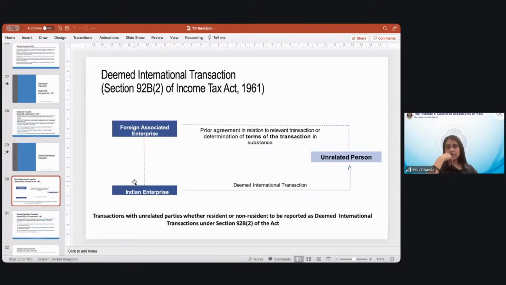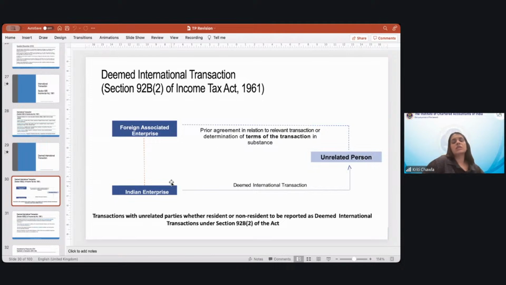International transaction is there. So what they actually decide now, to circumvent transfer pricing provisions, is that let's have an unrelated enterprise or an unrelated person built in right here. What will be the benefit? Well, now the Indian enterprise will transact with the unrelated person, and the terms and conditions on which the Indian enterprise and the unrelated person transact will be determined by the foreign associated enterprise. And this way, they will circumvent transfer pricing provisions.